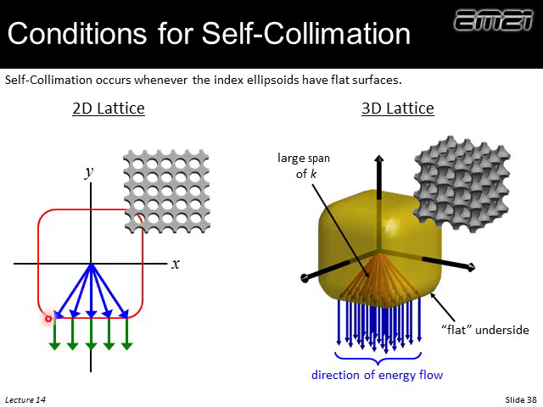inside the lattice, since this isocontour is flat over a certain cone of angles, the power is forced to go straight over that entire cone of angles. This is where self-collimation occurs. Likewise, with a three-dimensional lattice, we'd have a three-dimensional isosurface, but if it has a flat face, this cone of angles, that's where phase wants to go, the power is forced to go straight. And so that's the direction power or energy goes. And that is self-collimation.